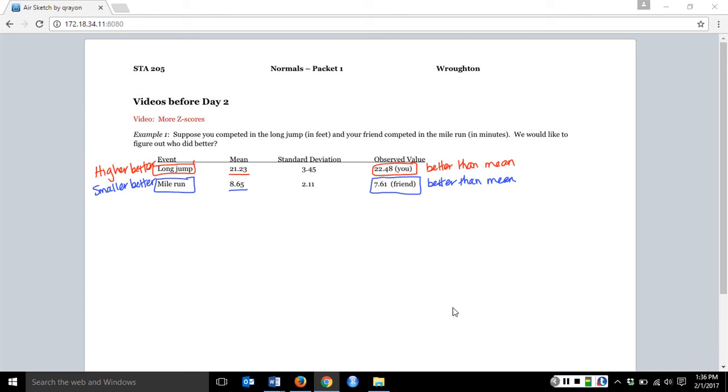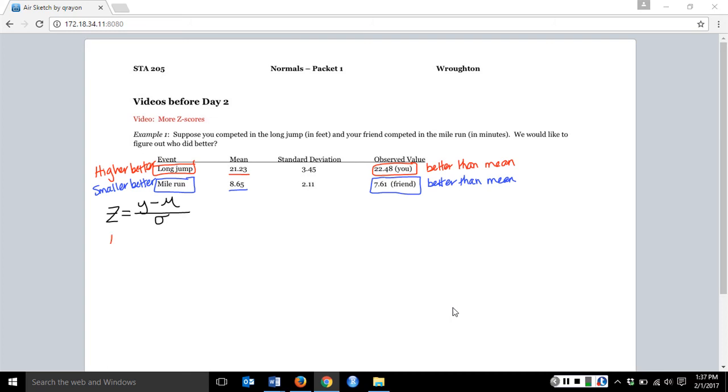By just comparing them to the mean, we do not know who actually did the best because we both did better than our corresponding means. So what we're going to need to do is actually look at our z-scores. First, as a reminder of the z-score formula that we learned in class, z is y, which is our observation, minus mu, which is our mean, divided by our standard deviation, which is sigma.